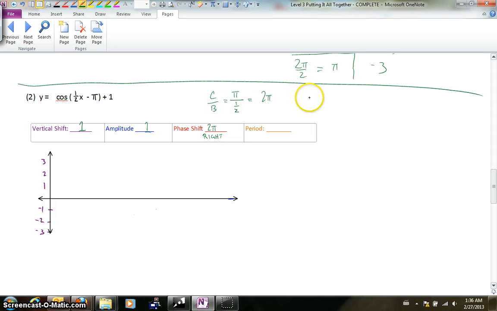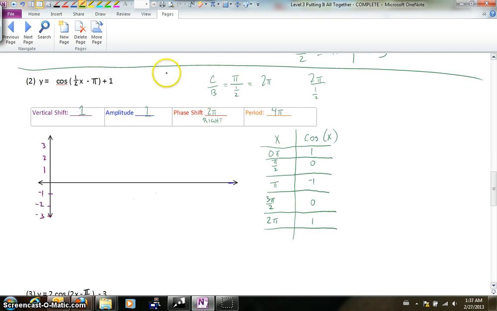And finally our period is 2 pi divided by b, and b in our problem here is 1/2, so our period is going to be 4 pi. Alright, and so let's get our cosine chart started. And since our amplitude is 1, we don't have to multiply any of our y values by 1, so all we have to do is move them all up by 1.